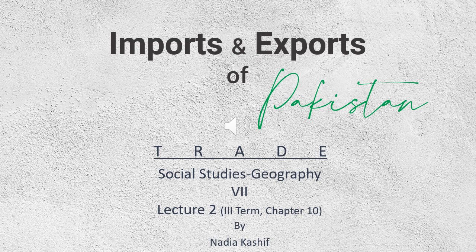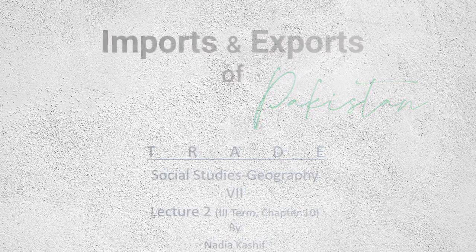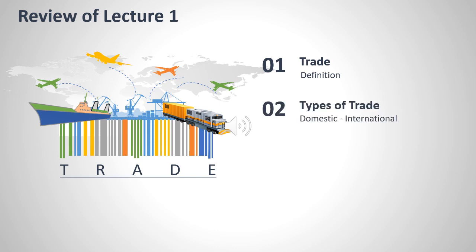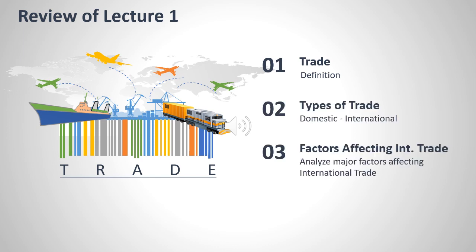Today is our second lecture of chapter 10, Trade. In this lecture, we will identify international trade partners of Pakistan with reference to its major items of exports and imports. Before we start our today's lecture, let's review the main points of lecture 1. In lecture 1, we have discussed definition of trade, types of trade, and we have also analyzed major factors affecting international trade.